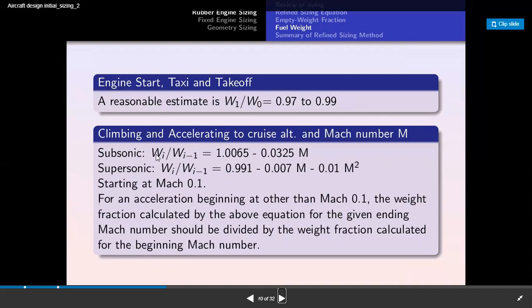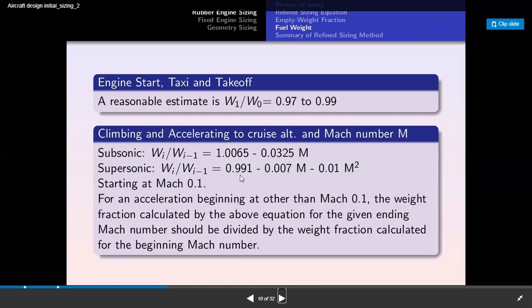Clear? So for subsonic, Wi by Wi minus 1 comes from the Breguet range equation. We have seen V by C into L by D into ln of Wi by Wi minus 1. This is called weight estimation. So W1 minus 1 is W naught, and W2 by W1, W3 by W2 is the weight in each mission leg. So 1.0065 minus 0.0325 Mach, where M is nothing but the Mach number.